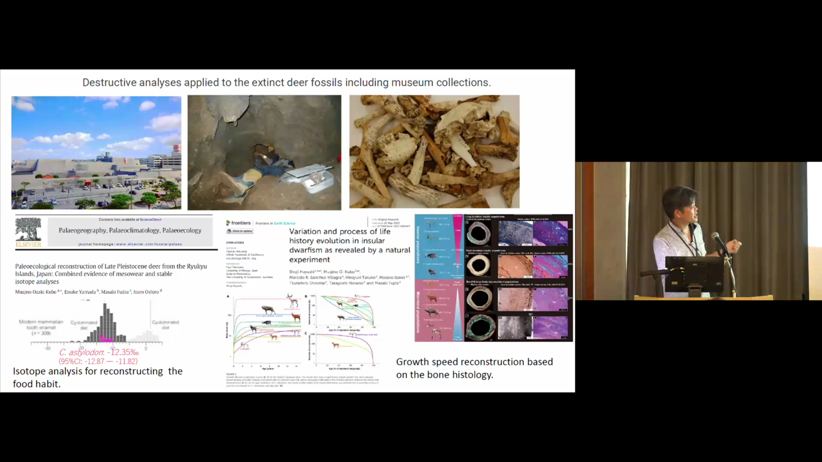My collaborators did the carbon and nitrogen isotope analysis on the extinct deer fossils stored in Okinawa Prefectural Museum and Art Museum, and also the histological study on the same extinct deer collection of this museum. The reason why we were able to access this sample is because I myself excavated these fossils when I was working in this museum some 10 years ago.